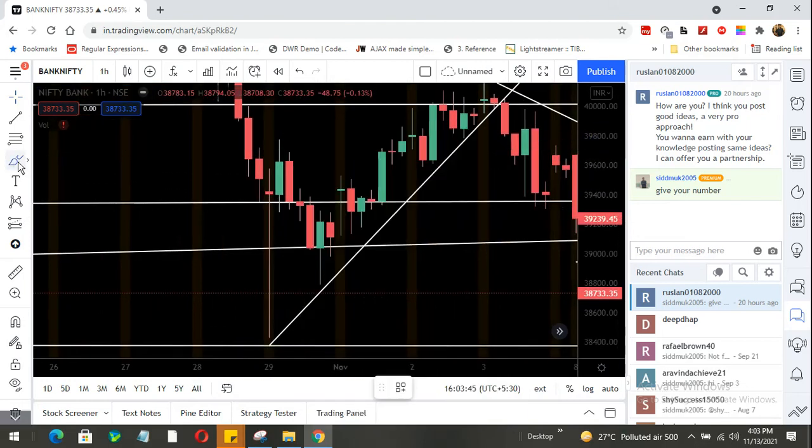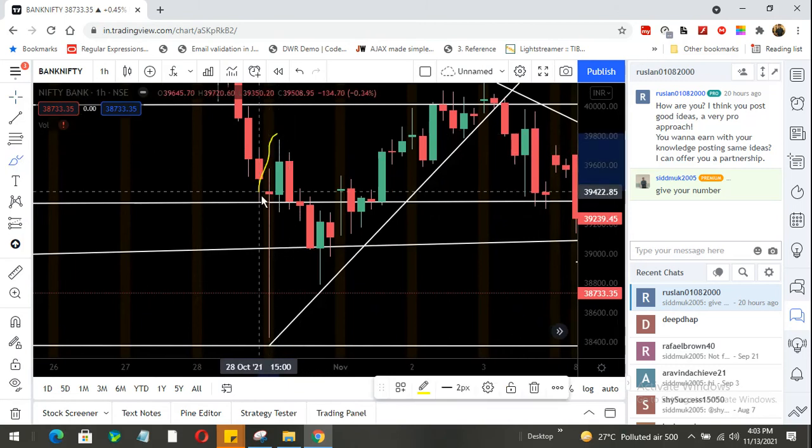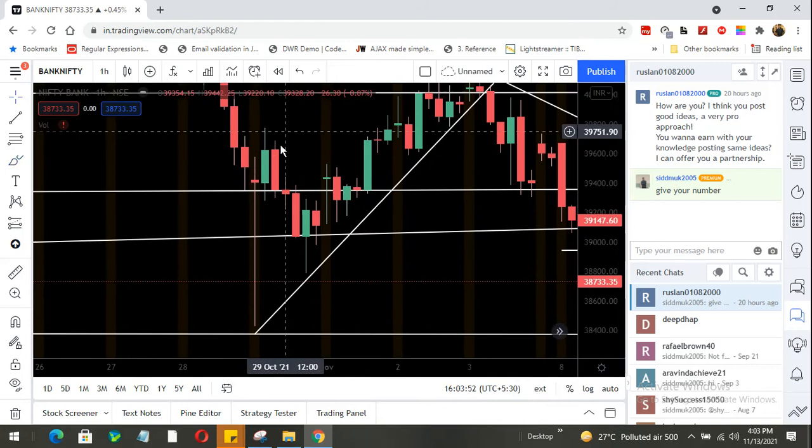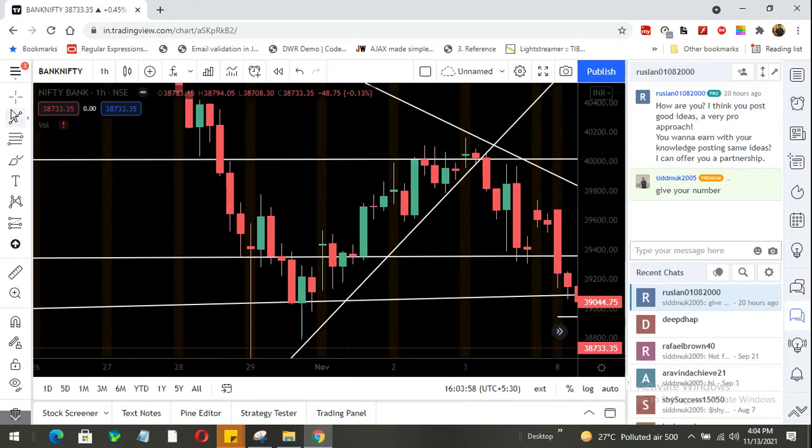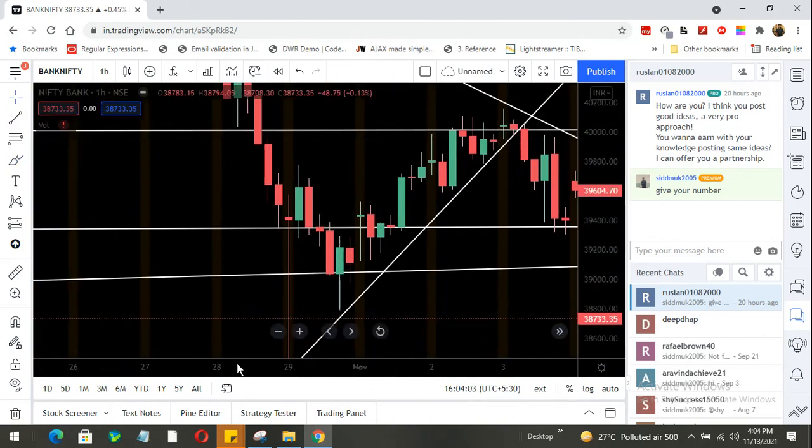But we call it, sorry, bearish engulfing. This is called the bearish engulfing. Correct? Now we move to the bullish engulfing. Bullish engulfing I will show you here.